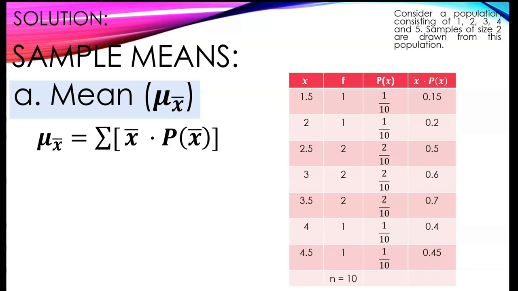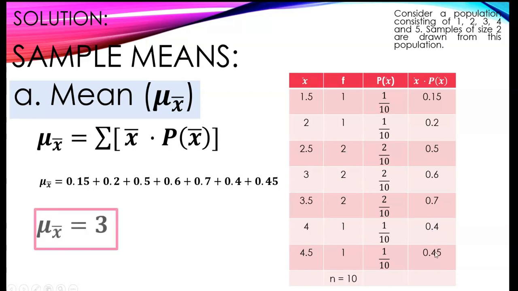Now, to get this mean of the sampling distribution, we just have to add everything that is in this column. So we add 0.15 plus 0.2 plus 0.5 plus 0.6 plus 0.7 plus 0.4 plus 0.45. The sum is equal to 3. Hence, the mean of our sampling distribution is equal to 3.